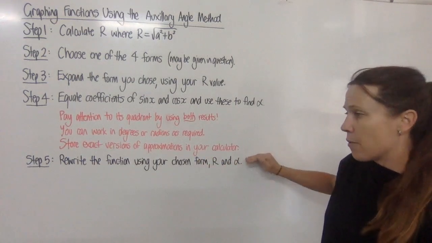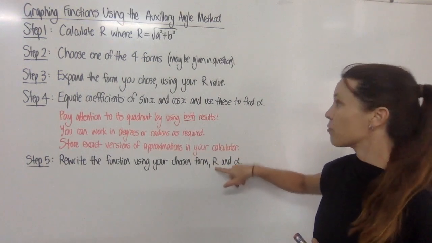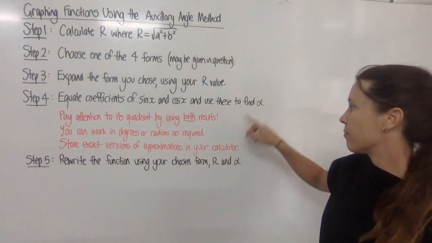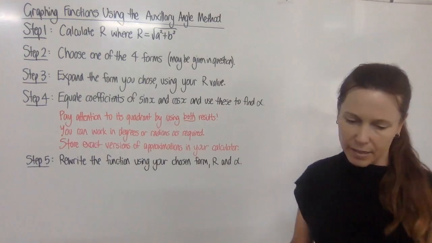Step 5, rewrite your function using your chosen form, one of the 4, the R that you found way back up here, and the alpha that you've found here. And now you can go ahead and graph that. So let's have a look at this in an example.